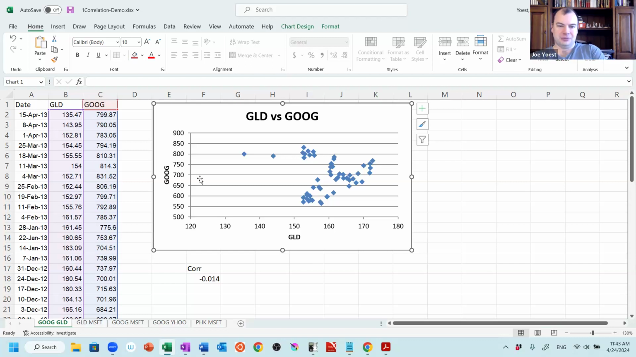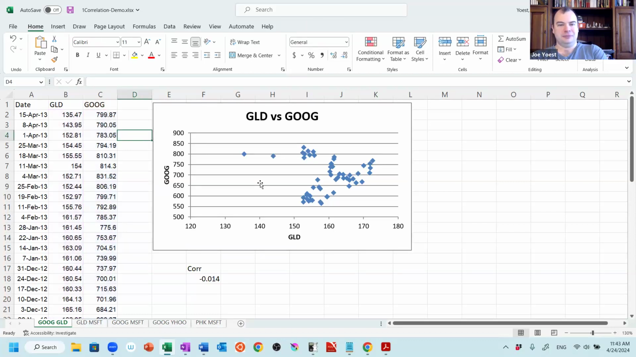So at a glance, it seems like the degree of the linear relationship is very low. And I'm not really interested in the nature of it. I'm not really interested in whether it's positive or negative in nature, because I don't think there's much of a relationship at all.